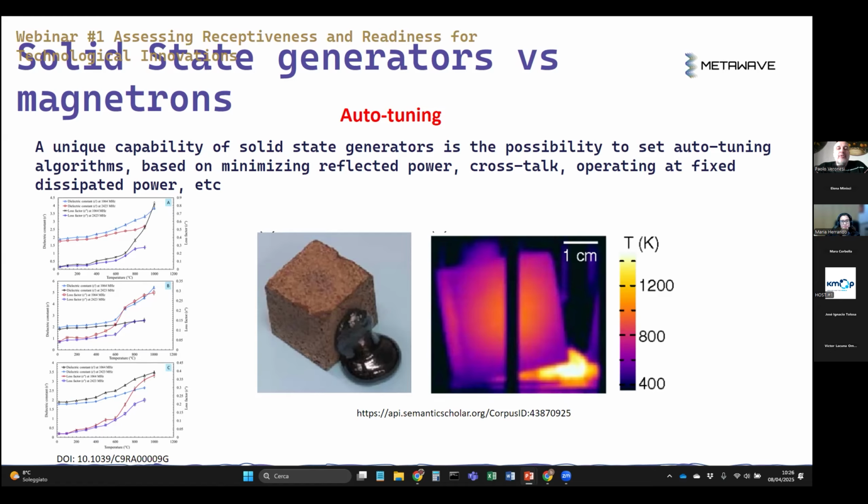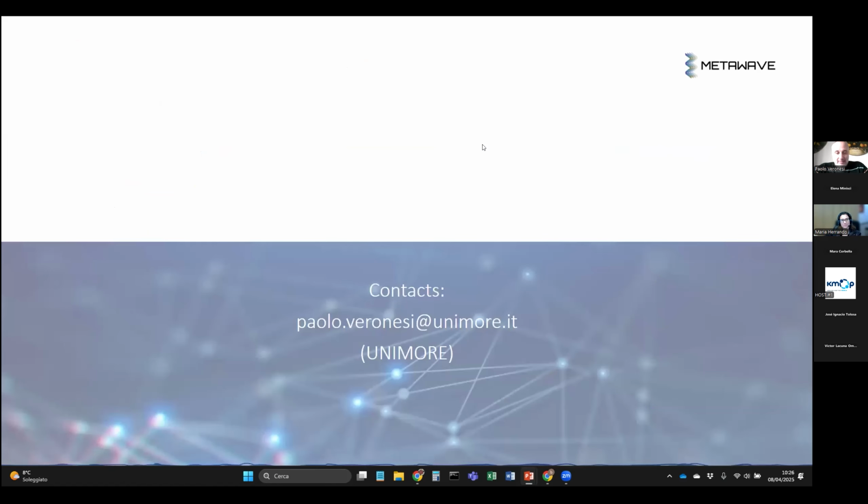So for instance, here you see a ceramic cube, where the inner part was melted and then poured out. So we can avoid these phenomena by properly controlling temperature, and this can be achieved by phase shifting or shifting the operating frequency of the solid-state generator, which is not feasible with a conventional magnetron. So I hope this raised some interest in this new technology, and I will leave the stage to my colleagues to continue with the webinar.